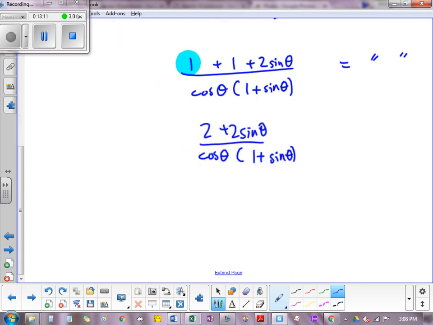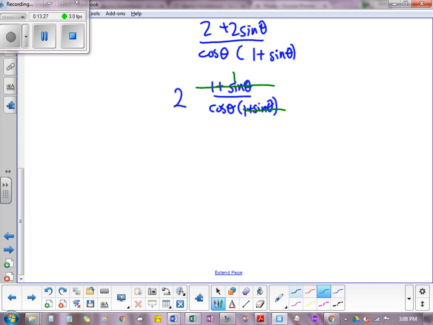And we can see that if we factor out a 2 to the front, the top is really just 1 plus sine theta. And then this cancels out with this to produce a 1 on top. Okay, so this is just 2 times 1 over cosine, also known as 2 times secant.